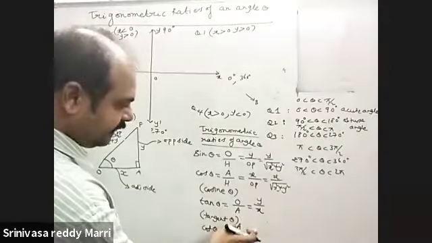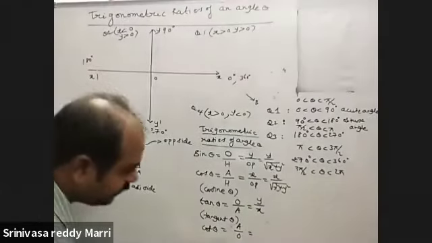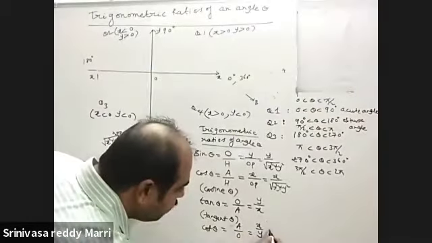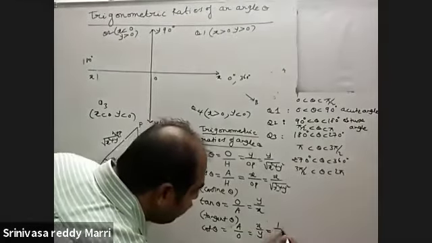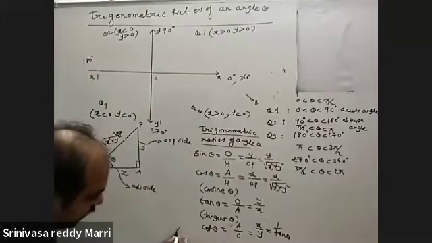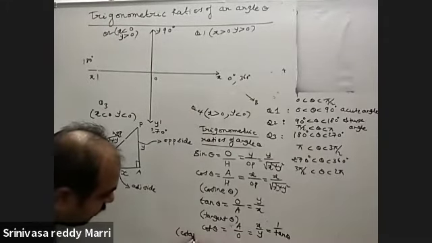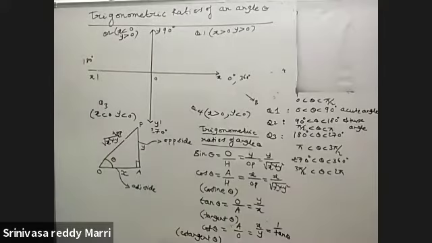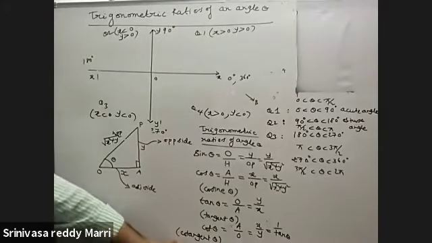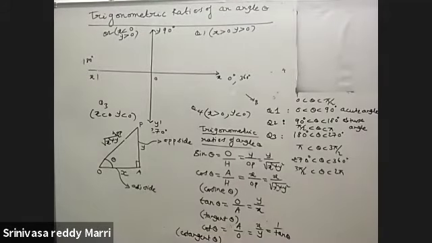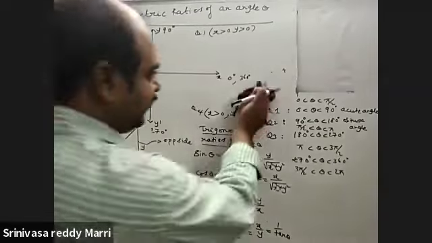hypotenuse. Look at adjacent divided by hypotenuse means you will get x by y, and this is also equal to tan theta. This is also called cotangent theta. Cot theta or cotangent theta is nothing but adjacent divided by opposite side. This ratio. So all are ratios only.